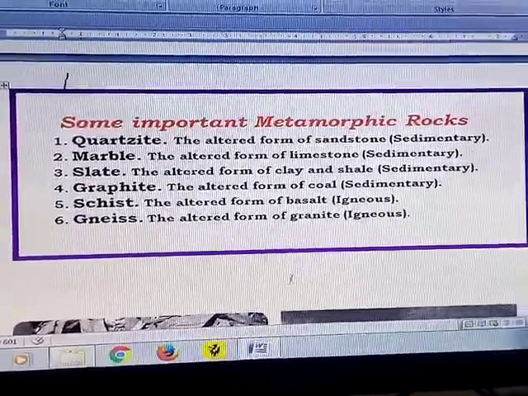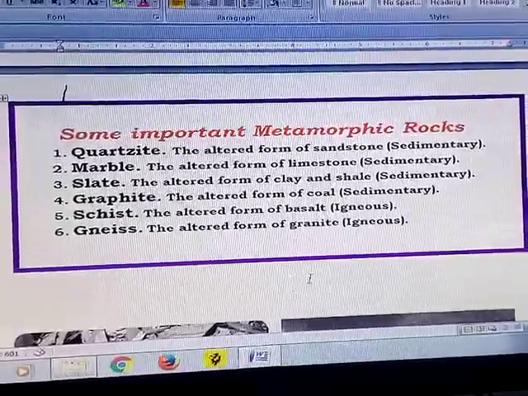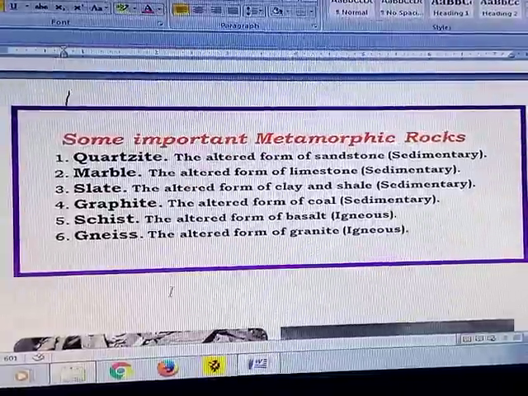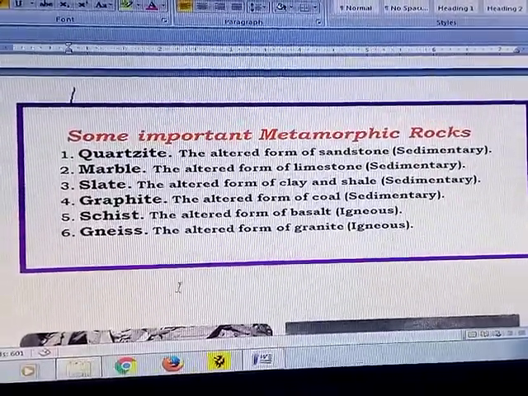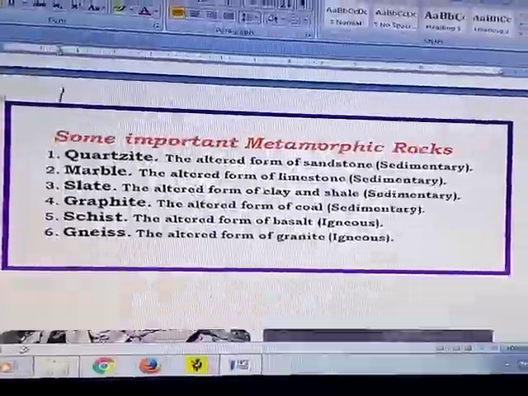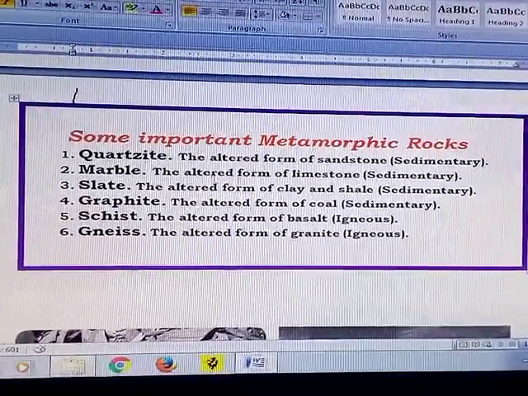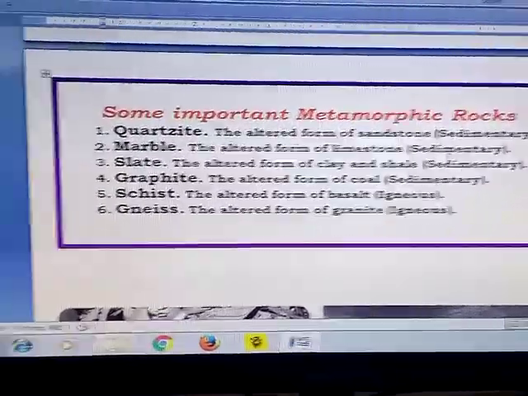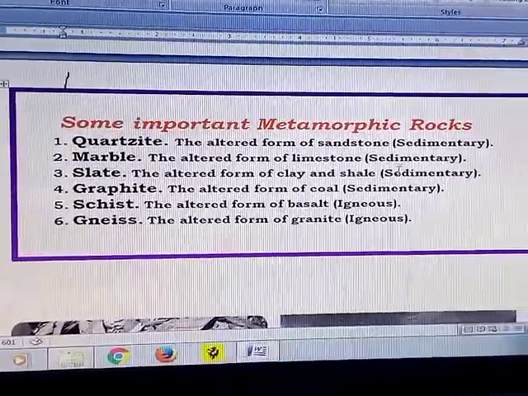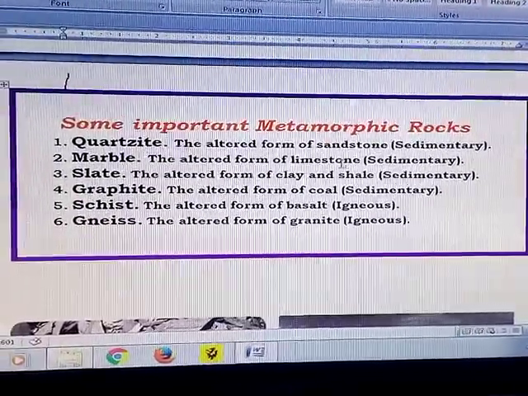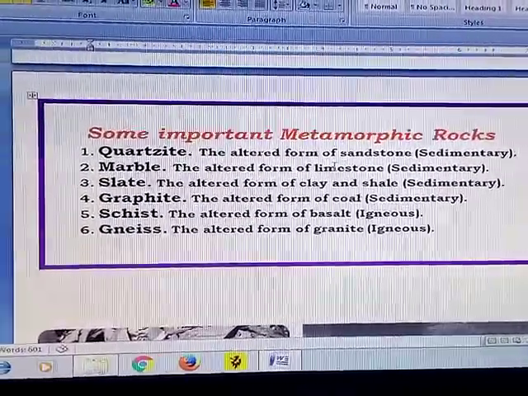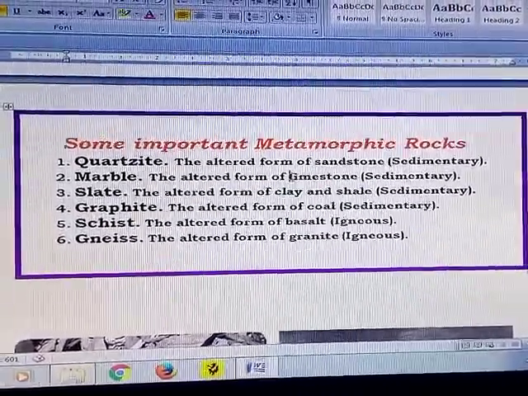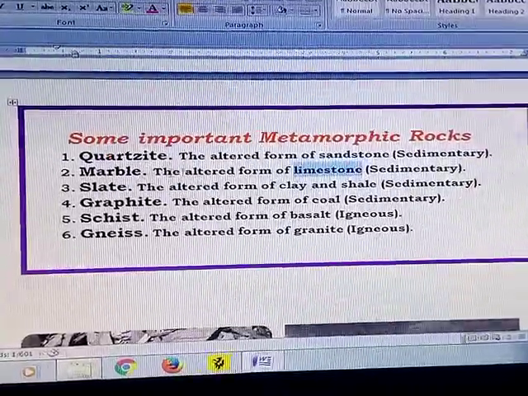So take the example of some very common metamorphic rock. One of them, second one I start with, called marble. All of us know marble. Our floors are marble floors, etc. Okay. Now what is marble? It is the altered form of limestone. That means limestone, sedimentary rock. In the beginning, there was sedimentary rock called limestone. In the process of going through millions of years under the pressure and heat, that limestone has changed to metamorphic rock called marble.